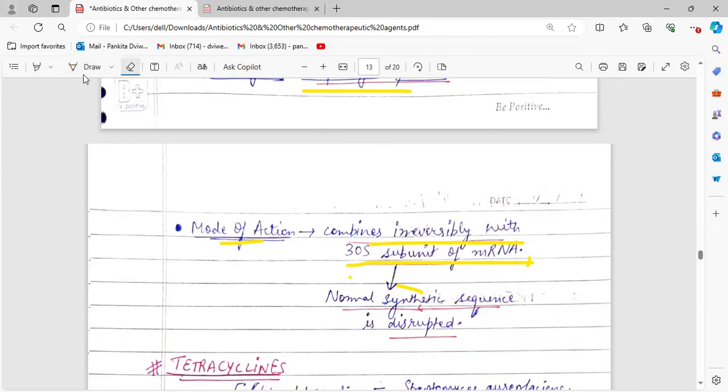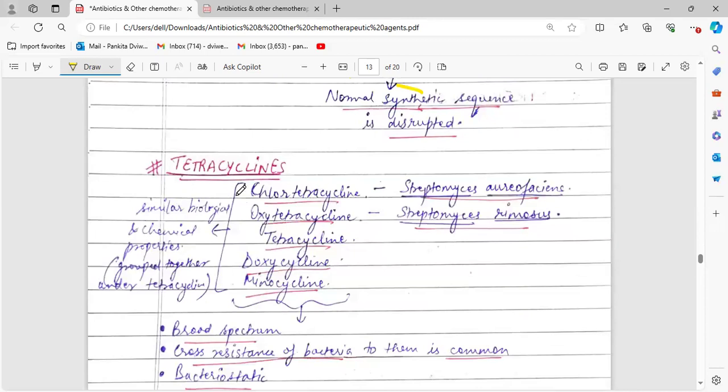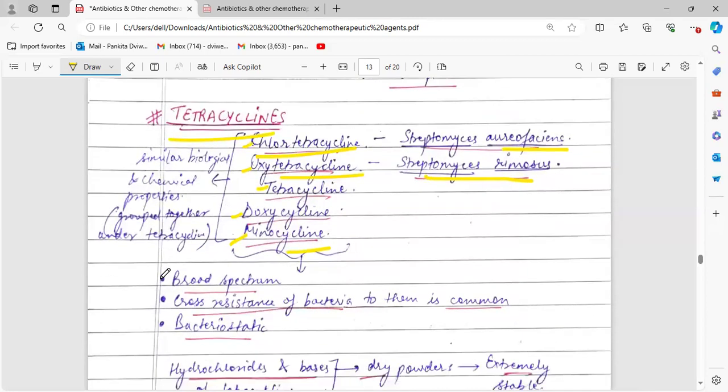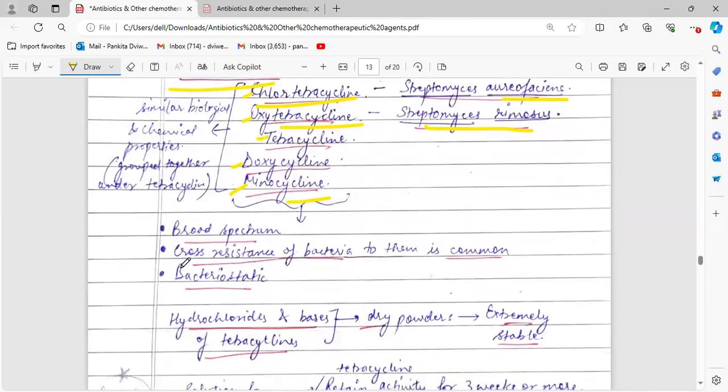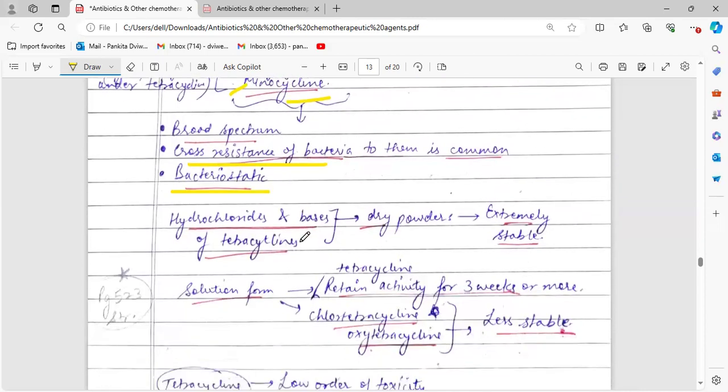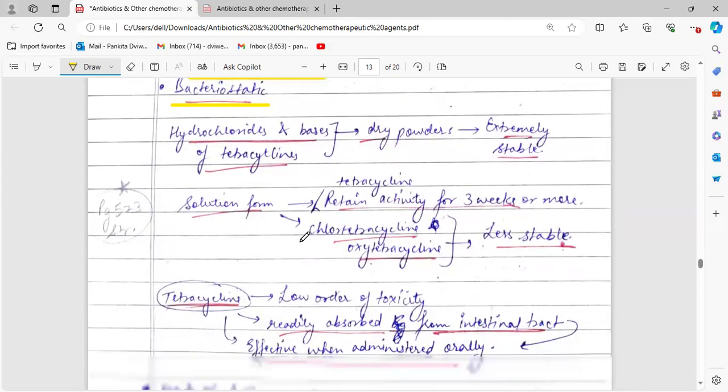The next antibiotics in this category are the tetracyclines. Examples are chlortetracycline, oxytetracycline, tetracycline, doxycycline, and minocycline. All these examples have similar biological and chemical properties, and they are grouped together under tetracyclines because of this. We obtain chlortetracycline from Streptomyces aureofaciens, and oxytetracycline from Streptomyces rimosus. The tetracyclines are broad spectrum antibiotics. Cross resistance of bacteria to tetracycline is common, and tetracyclines are bacteriostatic in nature. They hinder the growth of bacteria.